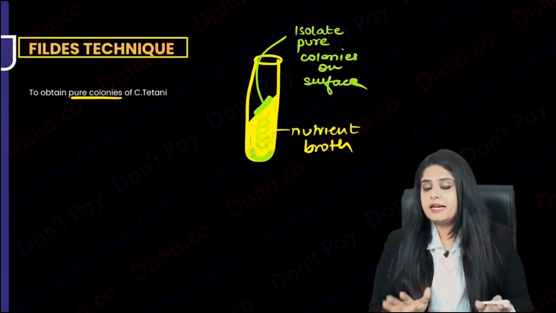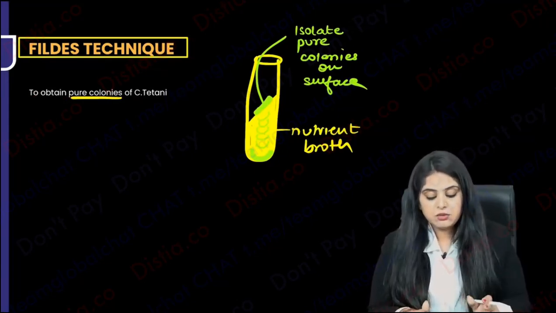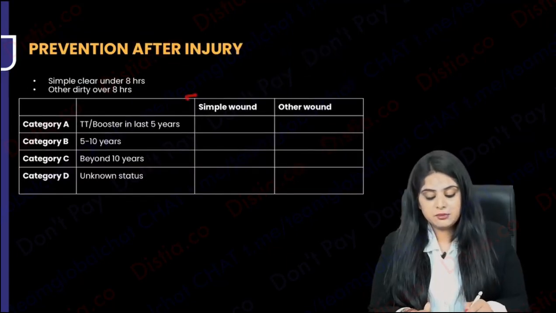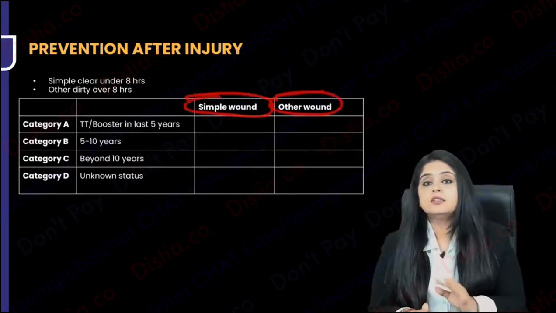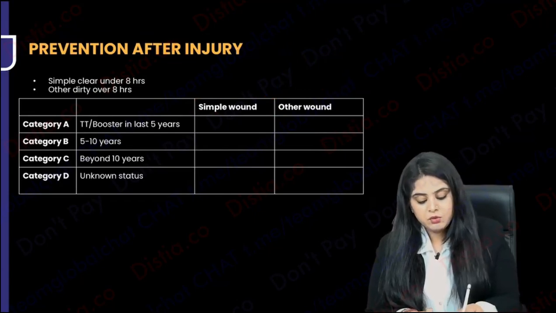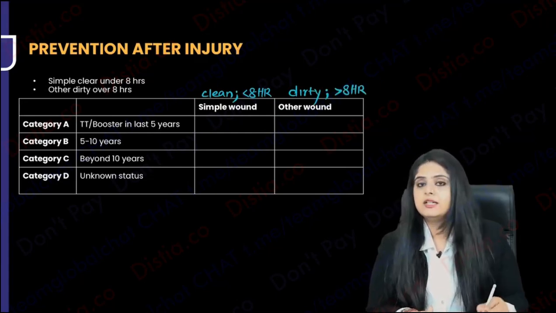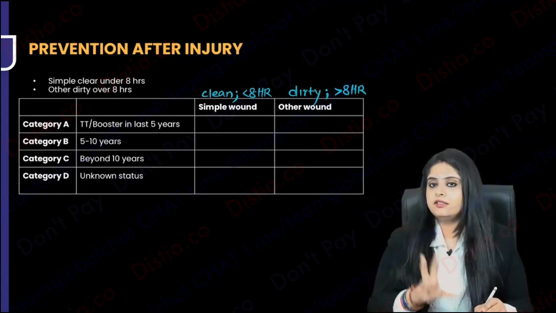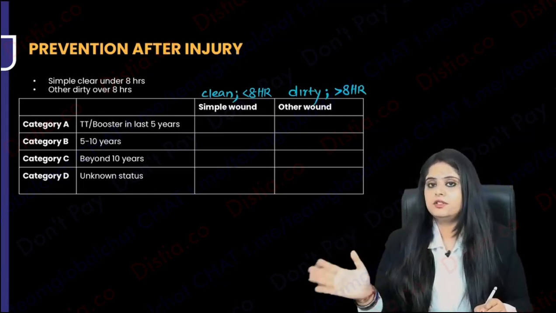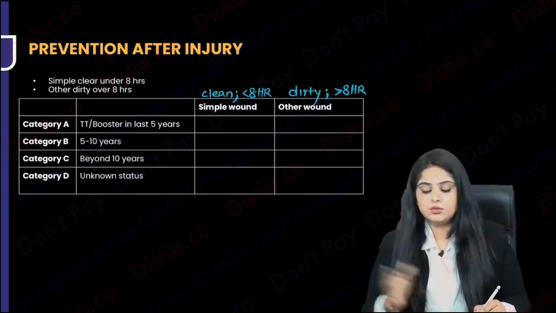Finally, before I end the tetanus part, you obviously all have to know how you are going to do the prevention, whether a person comes to you with a simple wound or other complicated wound. Simple wound matlab if it's a clean wound and the duration of the wound has been less than 8 hours. Complicated other wound matlab if there's a dirty wound and the duration has been over 8 hours. Right? That is the definition of simple complex. Simple is clean, other one is dirty. Simple is under 8 hours, other one is over 8 hours.